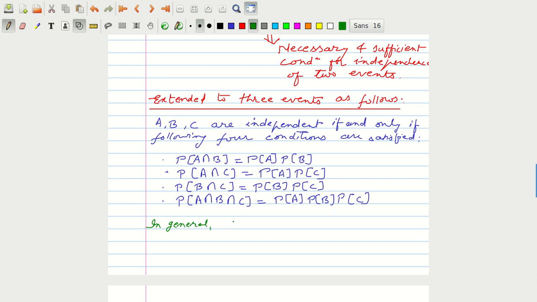In general, it can be easily shown that for statistical independence of n events, 2 to the power n minus (n plus 1) such conditions must be satisfied.